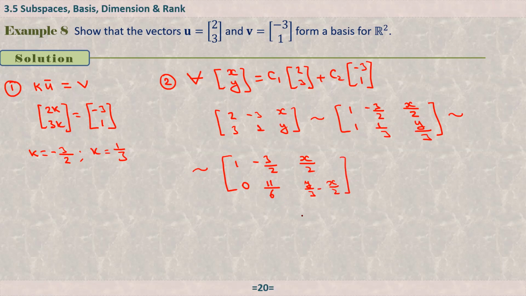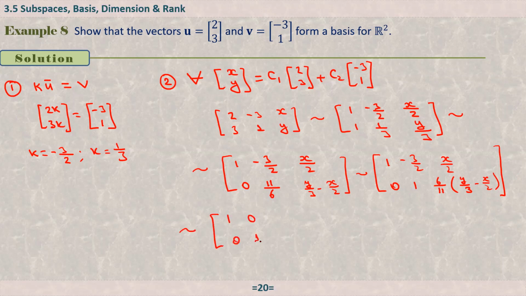Fine. Now I should multiply this by something and add it to the first row to get 0 here. Let me multiply the second row by 6 over 11. So the first row is 1, -3 over 2, x over 2, and the second row is 0, 1, 6 over 11 times y over 3 minus x over 2. Now if you multiply this by 3 over 2 and add it to the first row, we will have 1, 0, and here 0, 1, and it multiplies by 3 over 2.